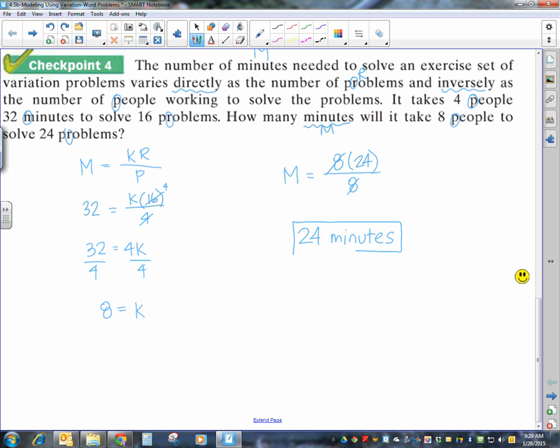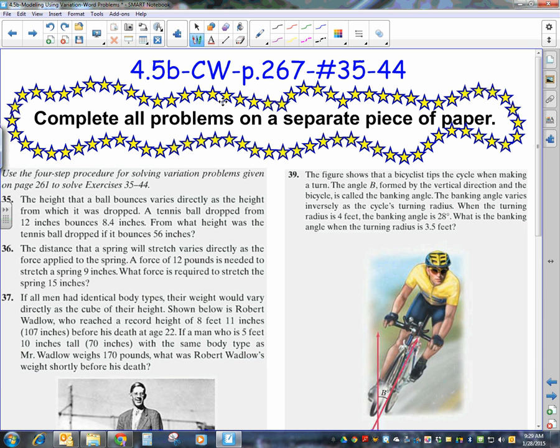Okay, so we've done 4 examples. Hopefully that's enough to get you going and feel comfortable with solving them on your own. I want you to underline this, draw an arrow to it, or something to show me that you've heard. Make sure you complete all problems on a separate piece of paper. If you have any questions, come see me.